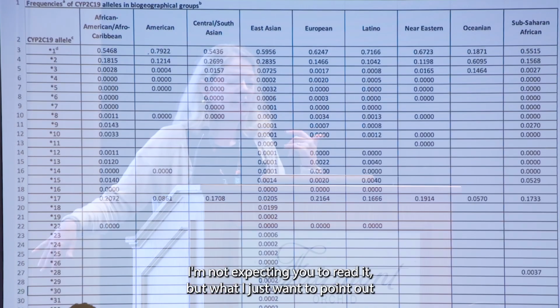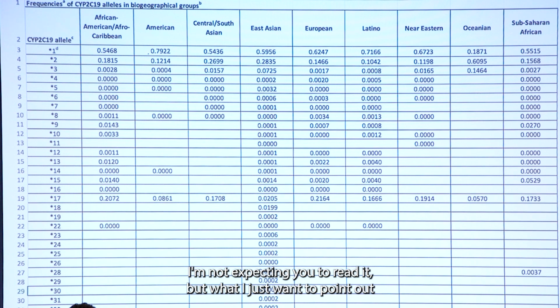So this is a big version of the table. I'm not expecting you to read it. But what I just want to point out is, again, there's all these alleles down the left-hand side. There's over 39, so cut off again, and all these different populations. And this table was put together by pharmacogenetic scientists who are combing through the literature, trying to find studies that are reporting the frequencies of alleles in these different populations.